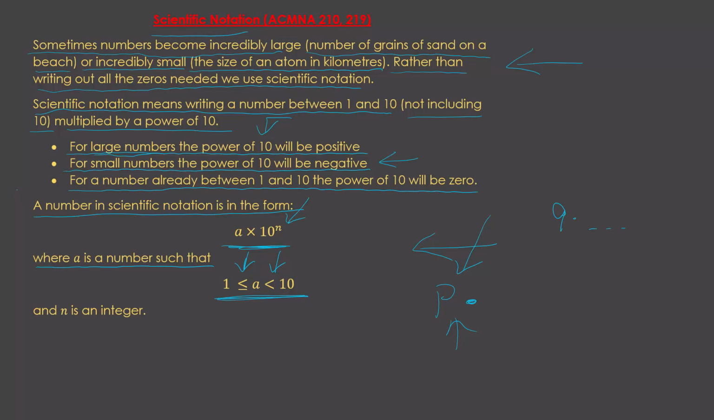The n here on the 10, the power of 10, has to be an integer value. So we can't have things like a half or a third.